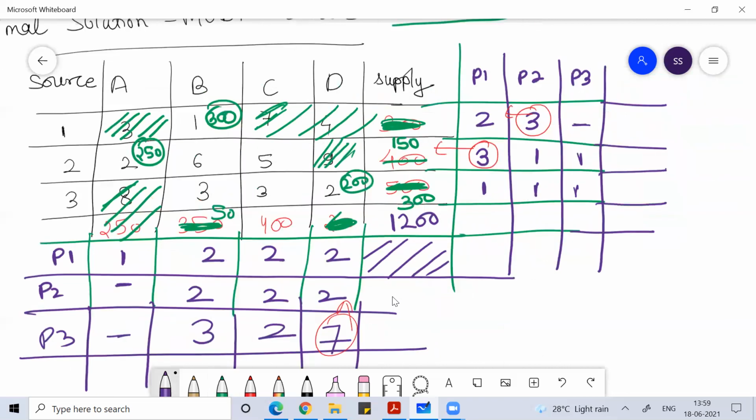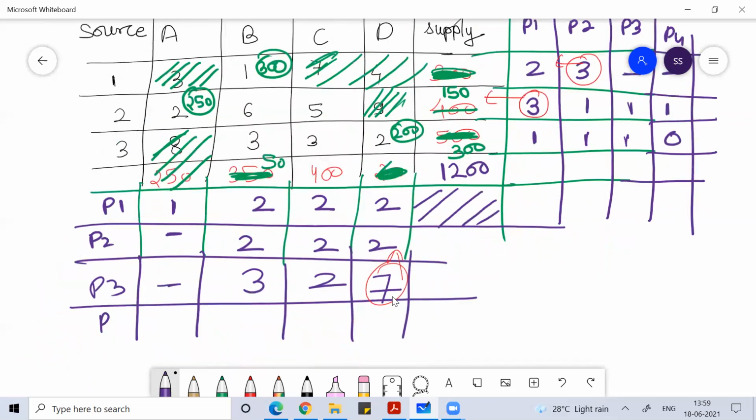Now penalty 4. This is done. This will be 1. This is 0, 3 minus 3. Penalty 4: this is done. This is 3, this is 2. So the largest one is 3.